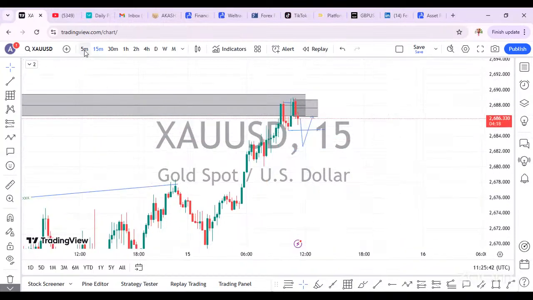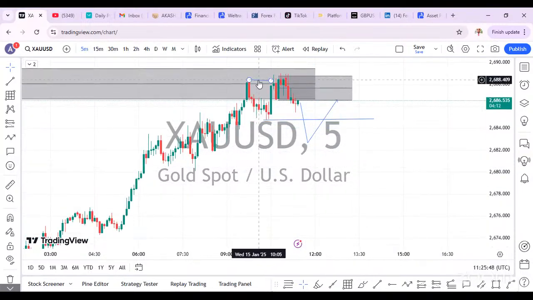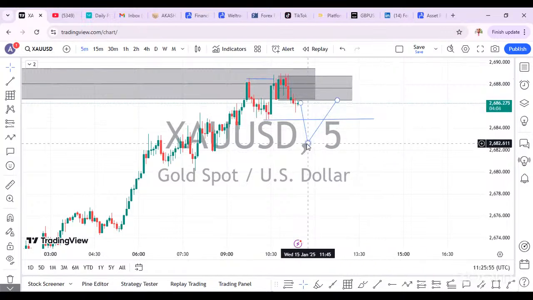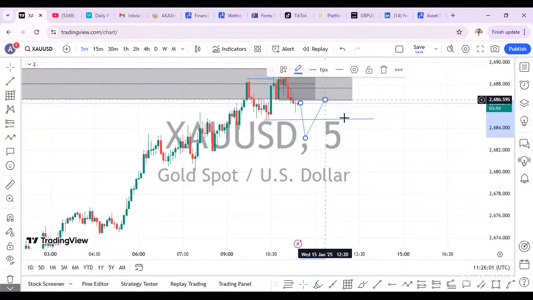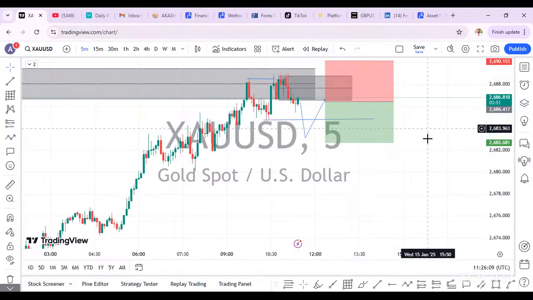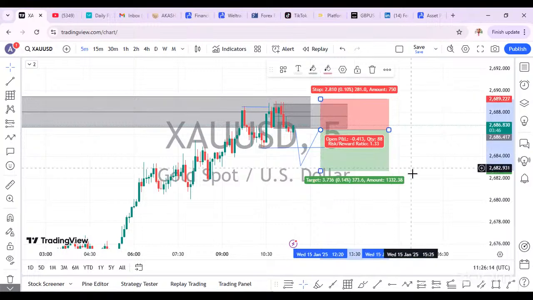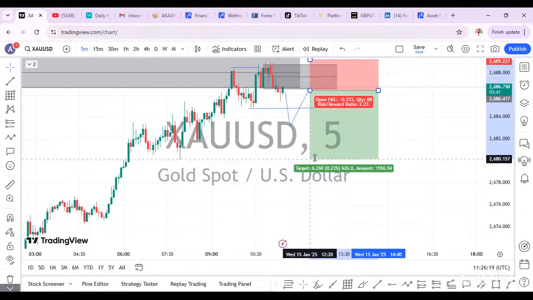If you go to 5 minutes, let's look at 5 minutes. I wanted to see something clearly. So I have a liquidity sweep, which is this one. Now what we need is a market structure shift above this low. Then we can take our trade in this manner. Any of this area, a stop loss will come above this high.